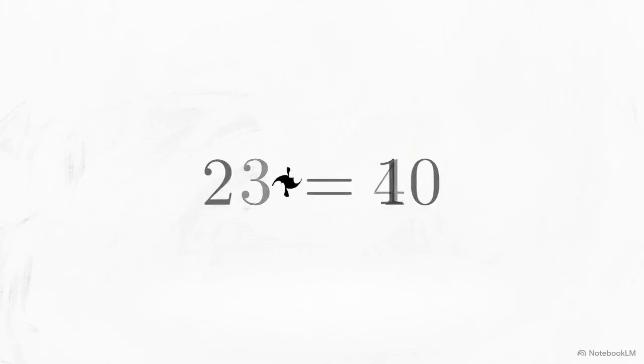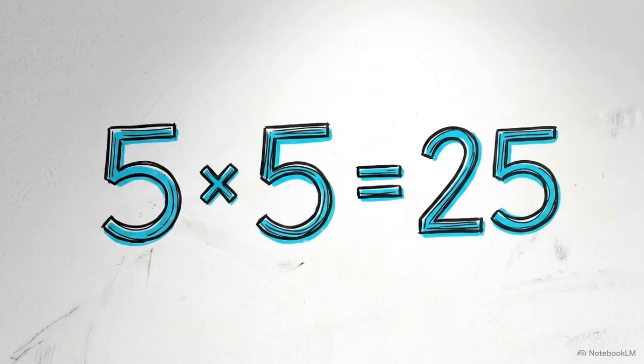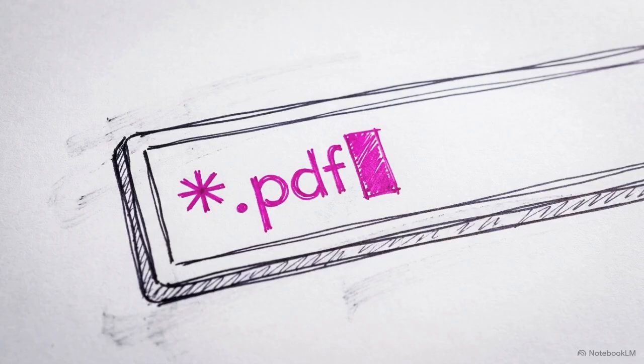To a writer, it's a letter. To a student learning multiplication, it's a command to multiply. But in an algebra equation, it represents a mystery number that needs to be solved. Even the asterisk changes. A mathematician uses it for multiplication, but a computer user might use it to search for every file in a folder.